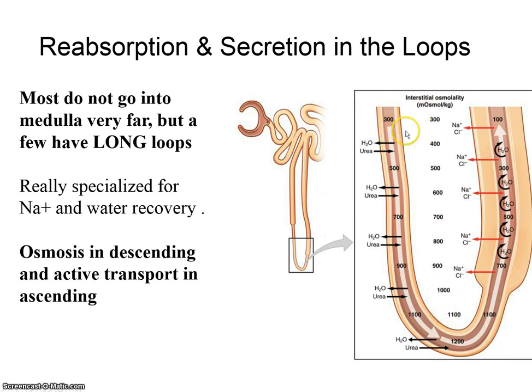But the take-home message for you guys again is that in the descending limb, water moves out and it moves by osmosis. It is pulled out by these high concentration solutes, and this is a very unique situation in the body. Typically, everywhere else in the body, 300 milliosmoles is a max, and that is isotonic.